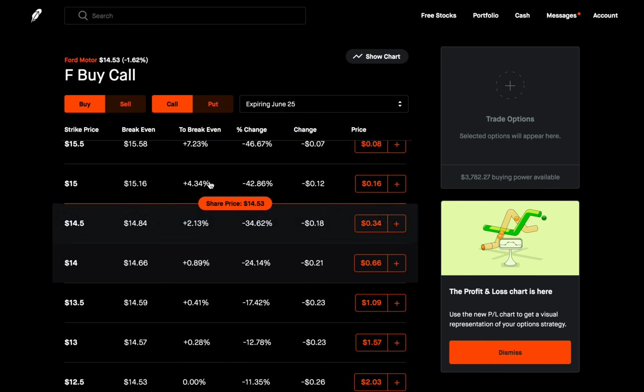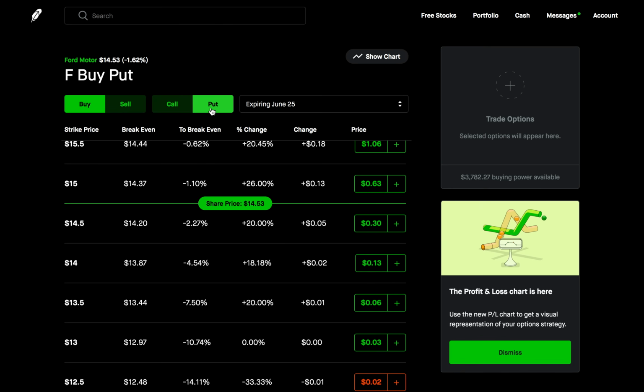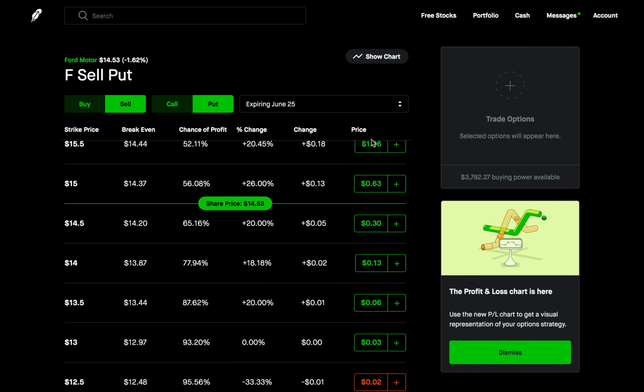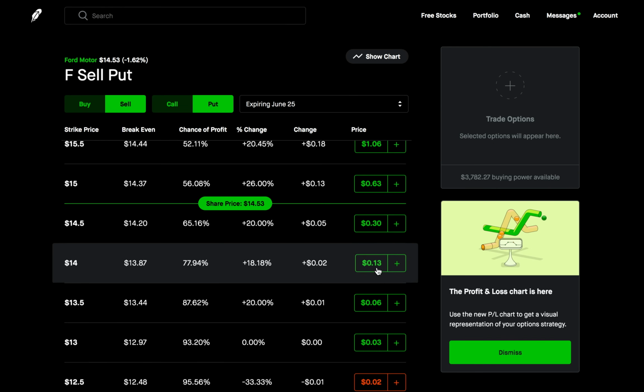So first thing I'm going to do is I'm going to switch over to puts here, and I'm going to switch over to sell. So what I'm going to first do is I'm going to go ahead and sell a put at that strike price. So again, I think the minimum price Ford will go to by the expiration is $14 a share. So I'm going to find the closest strike price to that, which is 14, and I'm going to go ahead and sell a put here. And remember, when you sell a put, you receive a premium. The premium is under the price column here. The premium will be 13 cents per share. Again, there's 100 shares in each one of these contracts.